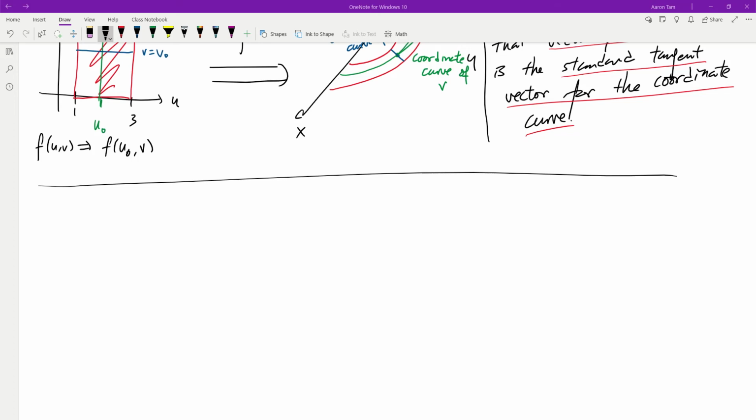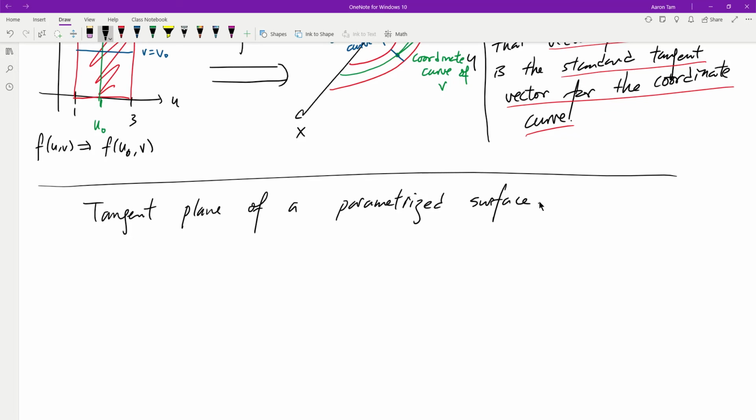Hi everyone. So today we're going to try to finish up 4.4. So the last thing I want to talk to you about is the following. As you probably expect, after we talk about derivatives, we have to talk about the tangent plane of a parameterized surface.